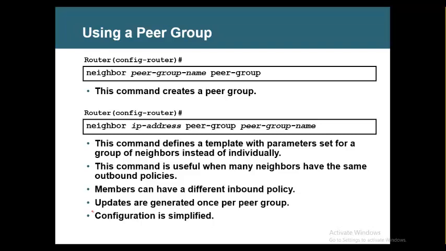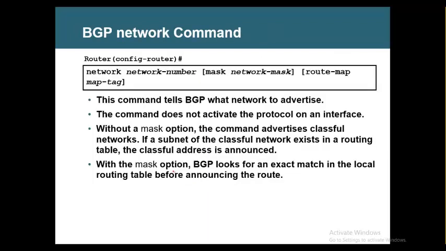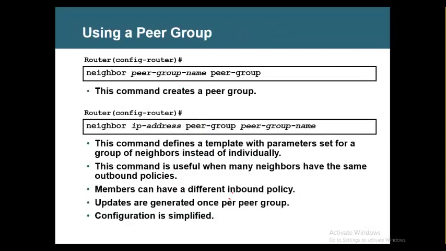Updates are generated once per peer group. That's what I said. Without peer group, updates are generated again and again as you hit enter. When you configure this, outgoing packets will have the source address as the egress interface. When you configure this, outgoing packets will have the loopback interface. So it keeps changing. Whereas with a peer group, it is once per member. So the configuration is simplified, with less number of lines of code. Any question on peer group? Please ask.